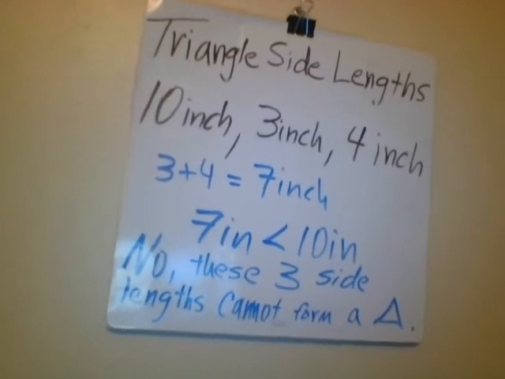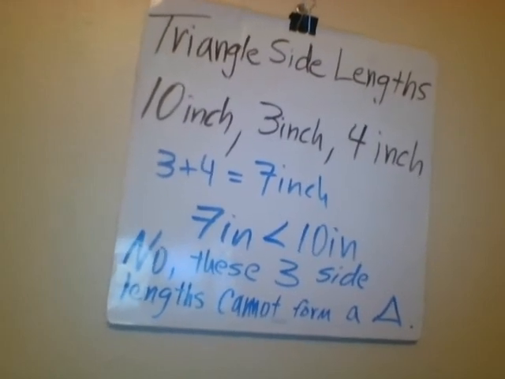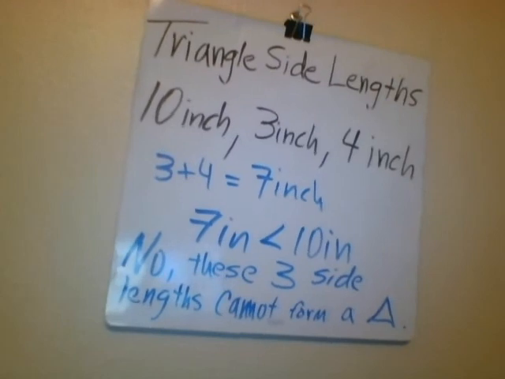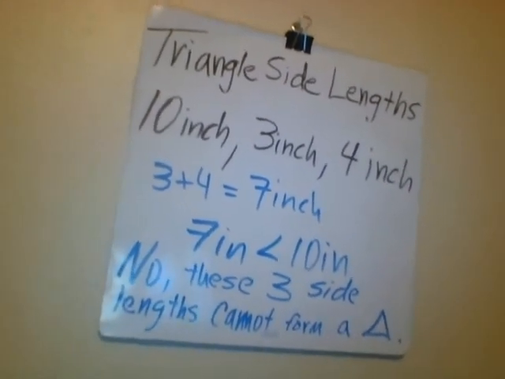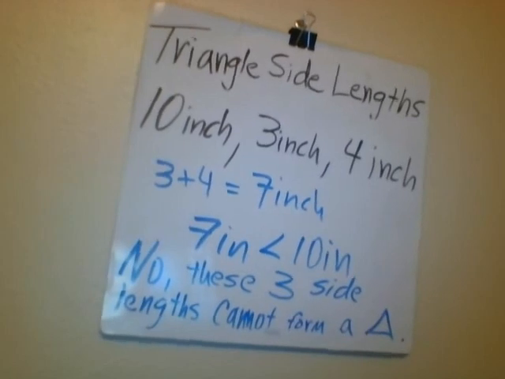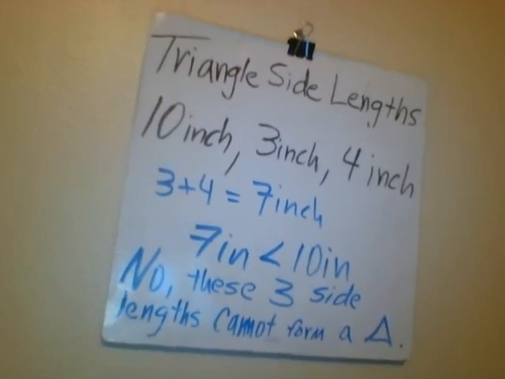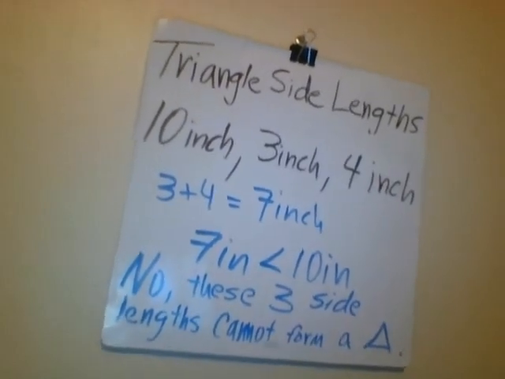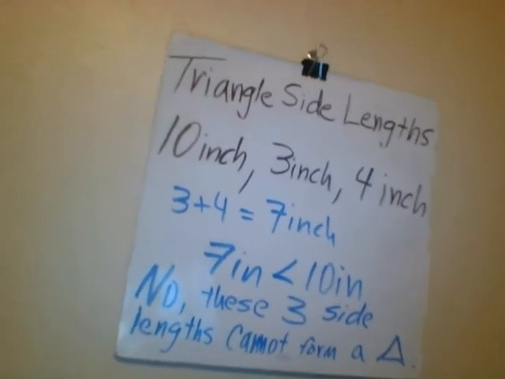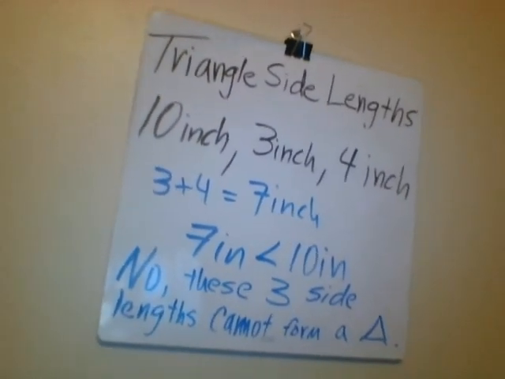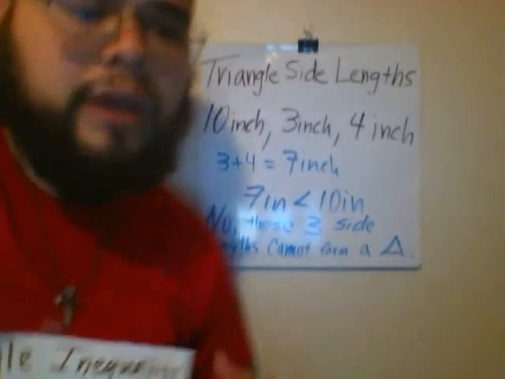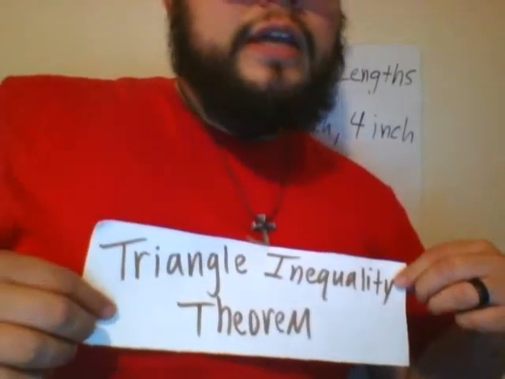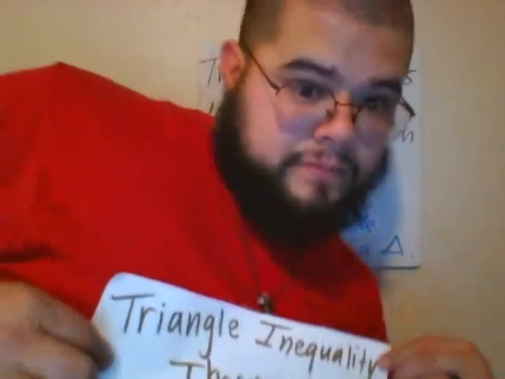10 inch, 3 inch, and 4 inch. Those are the side lengths that we used. We added the two smaller sides, which is 3 and 4. 3 plus 4 is 7. We're going to compare 7 inch, which is the two smaller sides added up, to 10. And since 7 is not greater than 10, our answer would be no. These three side lengths cannot form a triangle, okay? Again, what we're explaining here right now is the triangle inequality theorem.